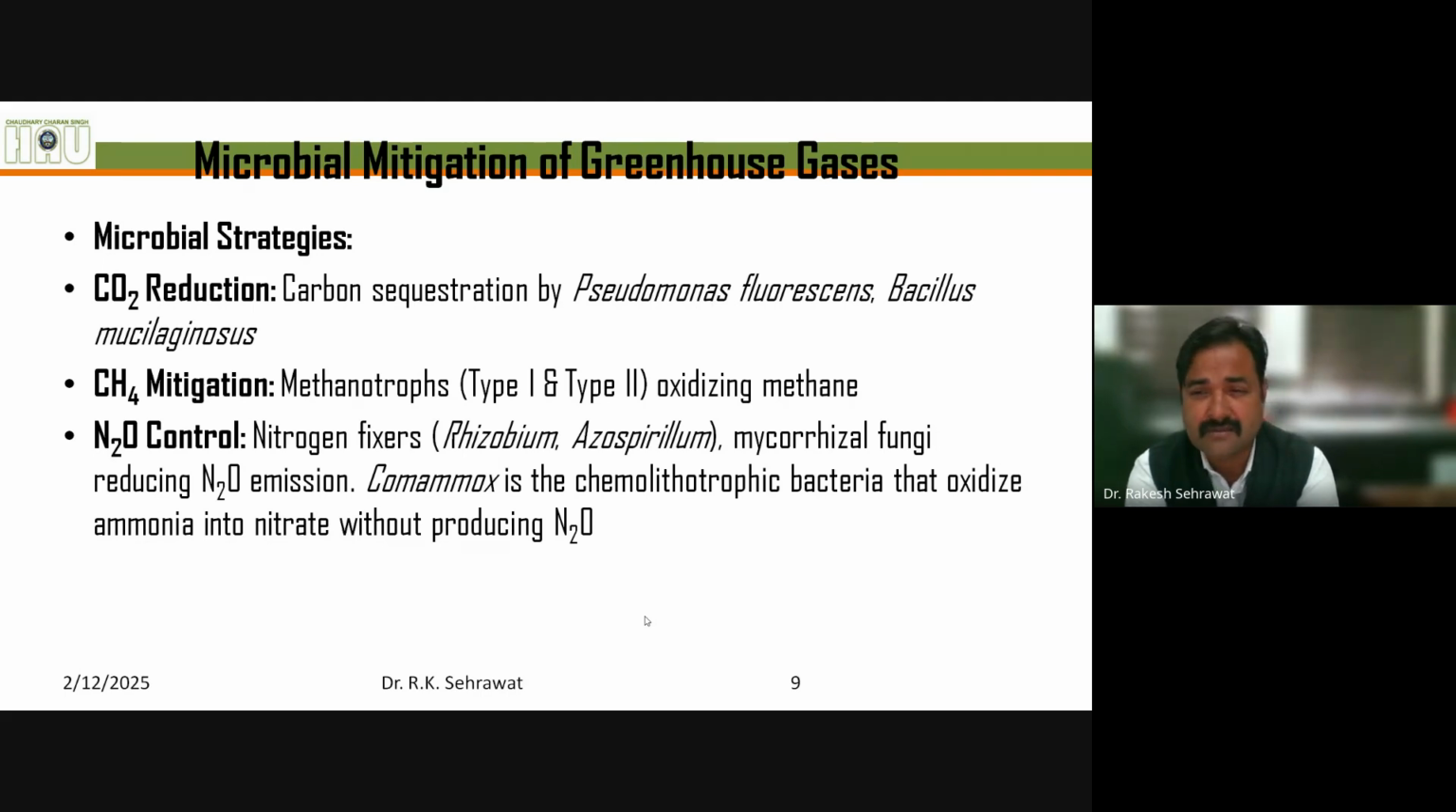We can use Rhizobium, Azospirillum, Azotobacter, Klebsiella, Azolla, Anabaena, and a number of microorganisms which are nitrogen fixers. We can use mycorrhizal fungi for reducing the nitrous oxide emission, and this mycorrhizal fungi will mobilize the nutrient from one place to another place, and ultimately it will lower down the nitrous oxide emission. Comamox is a chemolithotrophic bacteria, which is very much explored right now because it directly oxidizes ammonia into nitrate without producing nitrous oxide.